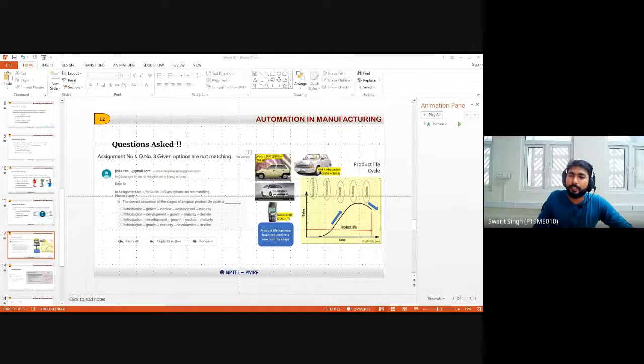We can say introduction and development are maybe in the same phase, and the rest are growth, maturity and decline, coming in order. So this is the best possible option given in this question. One may opt to select this option, or it is up to you what you want to select. If you get the marks, that is okay. But if this is wrong and you are not getting marks, don't blame me, because I'm not saying this is the correct option. The correct option is: development, introduction, growth, maturity and decline. But as there is no option similar to this, the best possible option we have discussed is the second option, right?